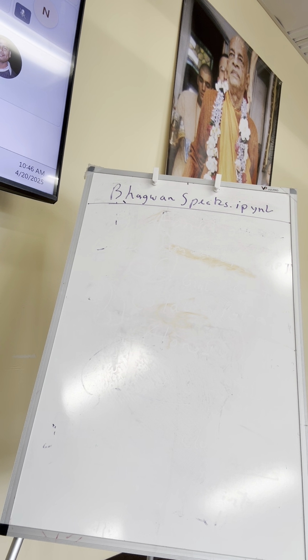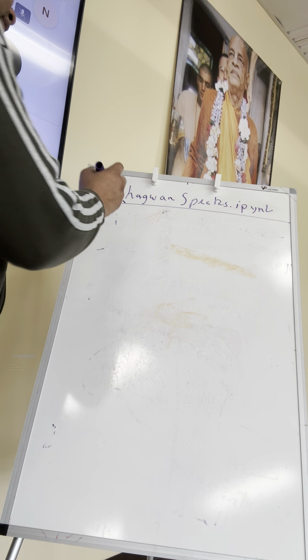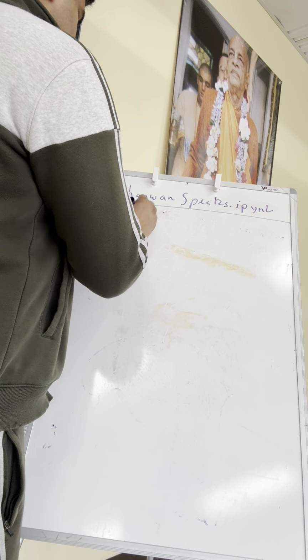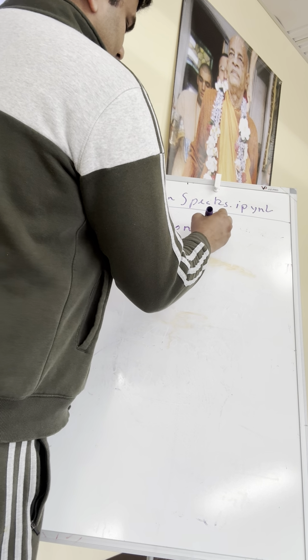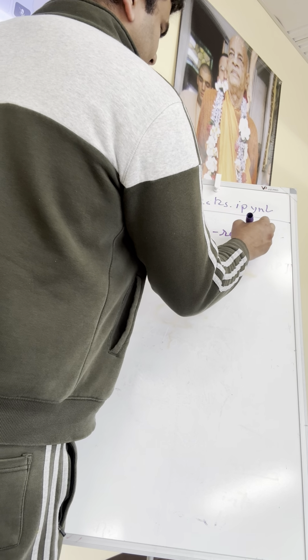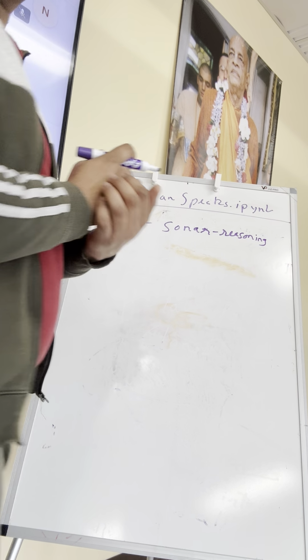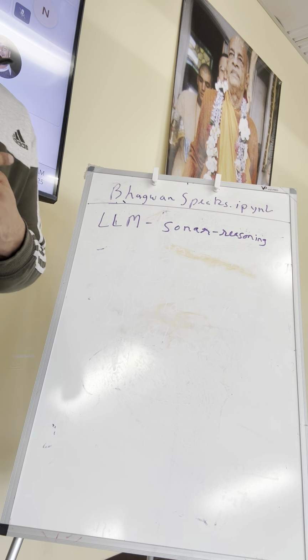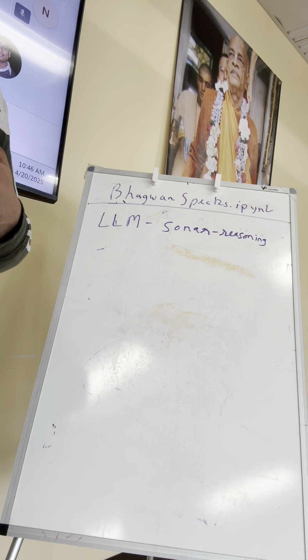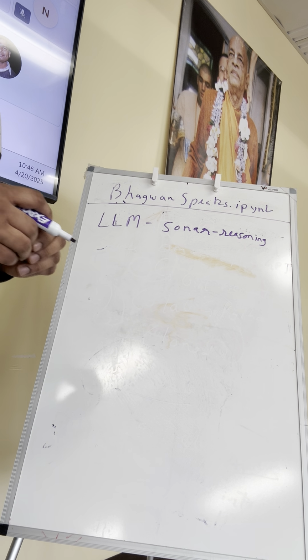Okay. Now here what we are doing is we are calling one of the LLMs, which is Sonar Reasoning. It's one of the most affordable reasoning models. There are other reasoning models also, like O3 Mini, O1 Mini, GPT-4, 4.1. Under the O series we have O1 Mini, O3 Mini, but they are more expensive.